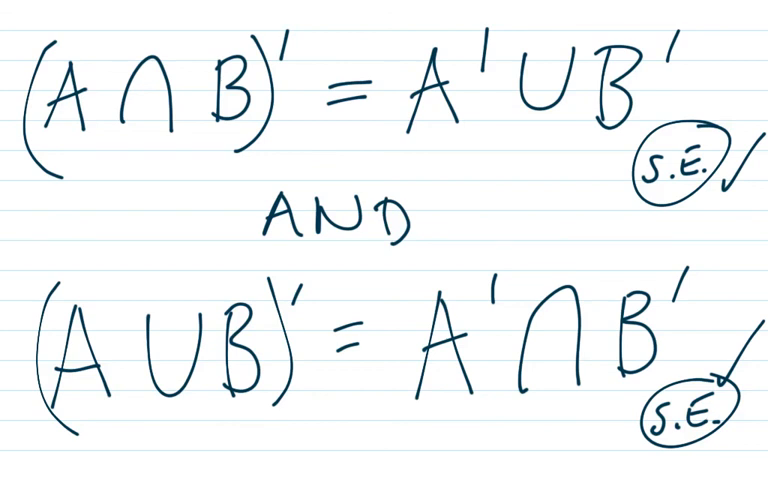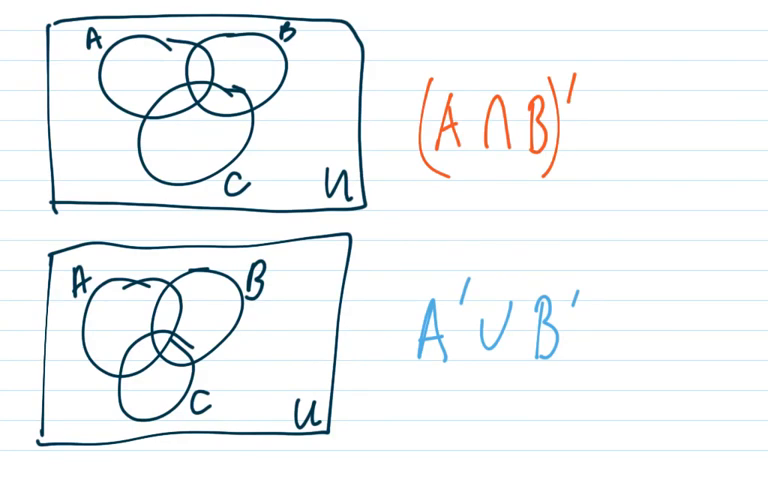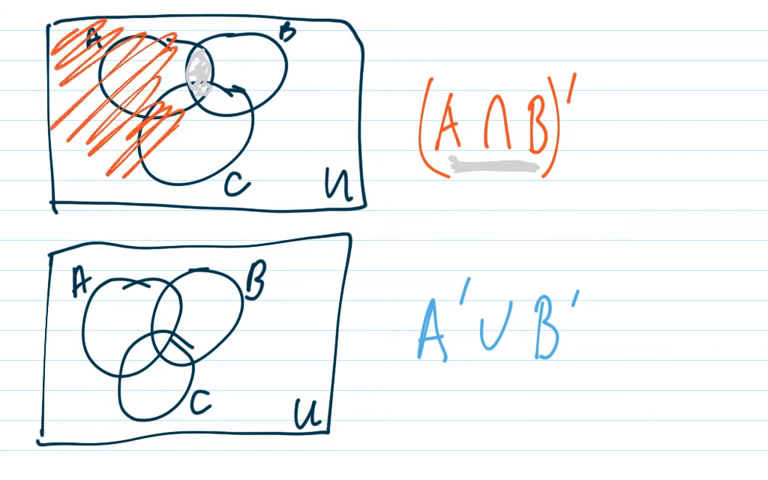Now, when you do the shading, we would want to make sure that we show it on separate diagrams so that we can actually see what's going on. So here, I'm going to do the parentheses in red. So the intersection of A and B is this little piece right here. Okay, so the complement of that, which I'm going to shade in red, is everything else in the universal set except for that piece right there.